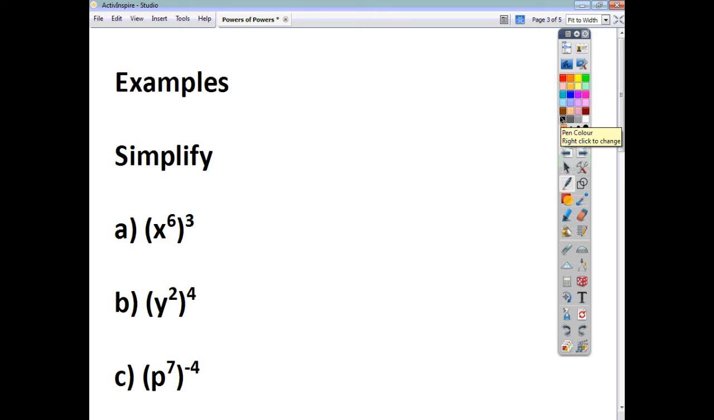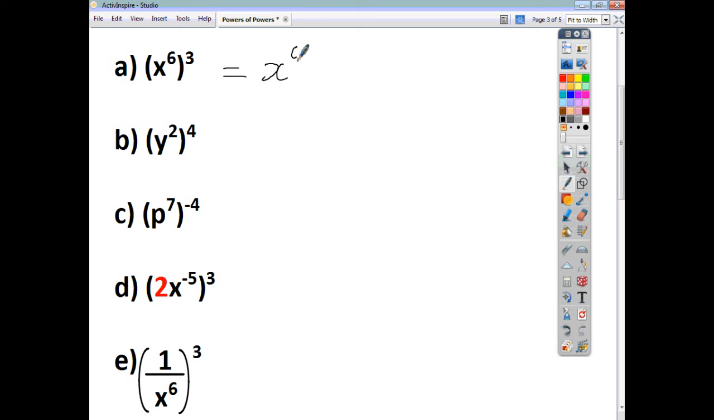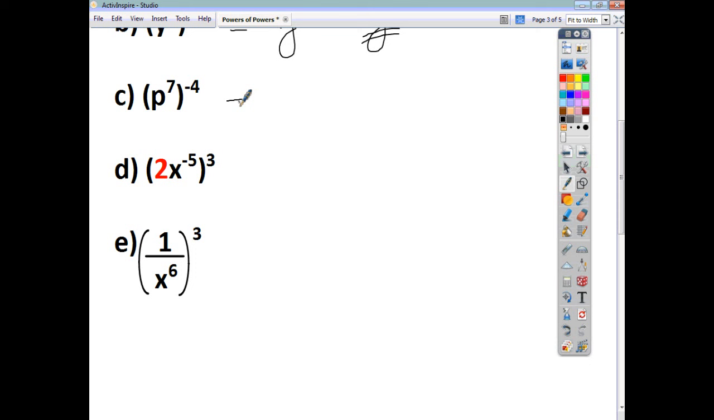If we're asked to simplify x to the power of 6 all cubed, you just say, well, that's going to be x to the power of 6 times 3, which is x to the power of 18. For this one, y squared all to the power of 4 is going to be y to the power of 2 times 4, which is y to the power of 8. For this one, p to the power of 7, all to the power of negative 4, is going to be p to the power of negative 28, because 7 times negative 4 gives you negative 28. Now, you don't want to leave your answer with a negative index, so we'll move the base and power downstairs, so we end up with 1 over p to the power of 28.